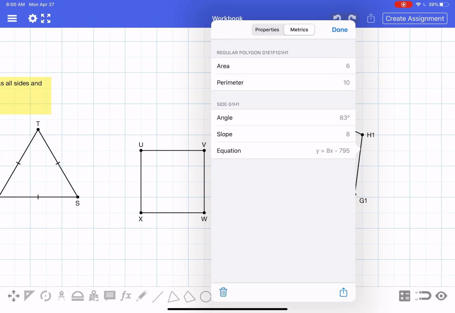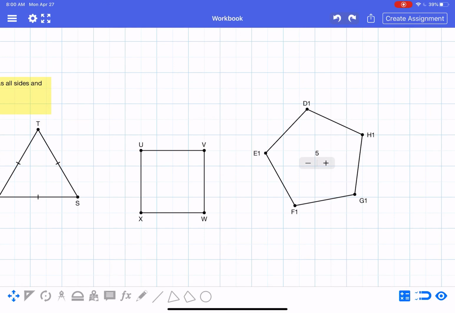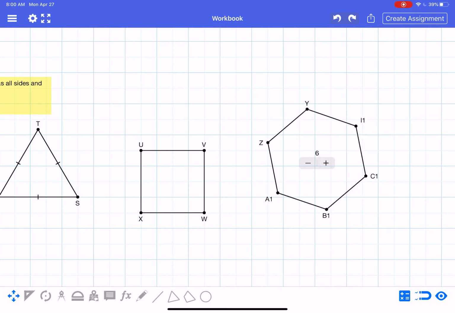So for this polygon, the angles are 83 degrees, it says there. All the angles are 83 degrees, right? And all the sides are equal, right? Now I can decrease the number, and that was a pentagon. Now here's a hexagon. A hexagon is the same thing. All these angles are the same.